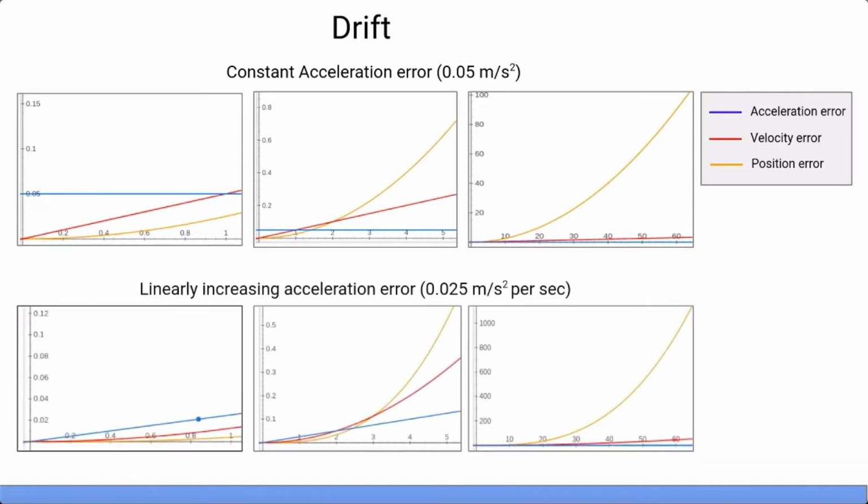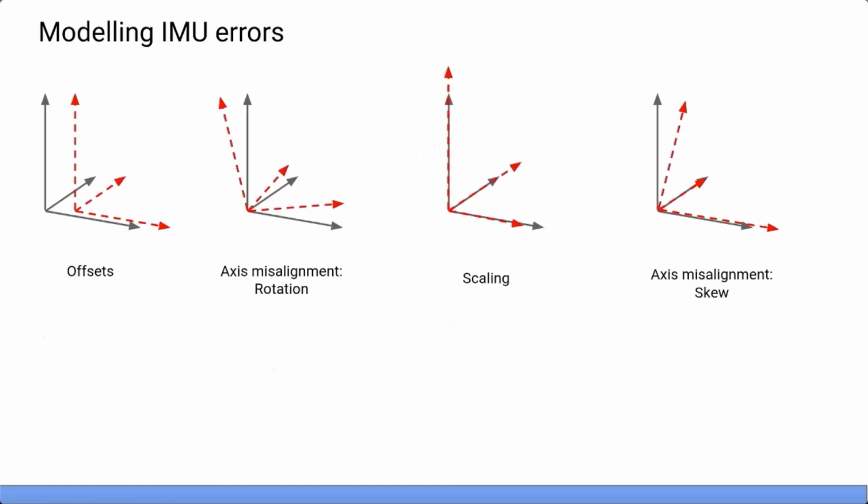And if you have a linearly increasing error in the acceleration, then the velocity error grows quadratically, and the position error grows cubically. So even if you have something as low as a 0.025 meters per second squared error, which increases by that much every second, for a stationary object your error in the position would be more than a kilometer within just the first minute, which is a lot. That's why we need to model these errors accurately, and we need to estimate the values of all these error parameters. This process is known as calibration.